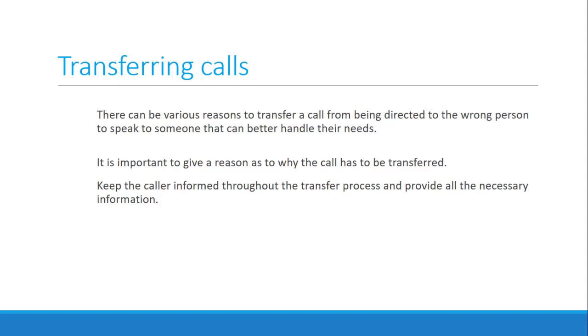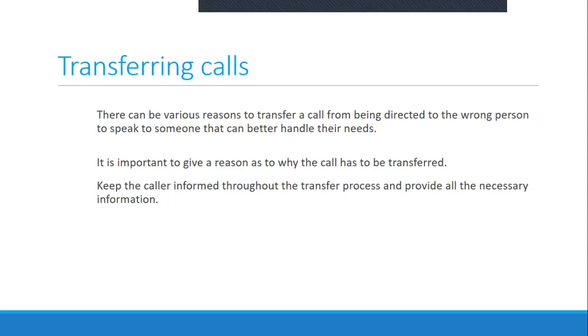Right, so if a call has been directed to the wrong person, we will be transferring the phone call. Similarly, if you feel that there's a better person to handle the matter that the caller is talking about, then also you can transfer the call. Sometimes there are matters that have to go to the managerial level. In such occasions, you can speak to your manager and tell what the call is about, and then you can transfer the call to that particular person so that he would handle the situation better.